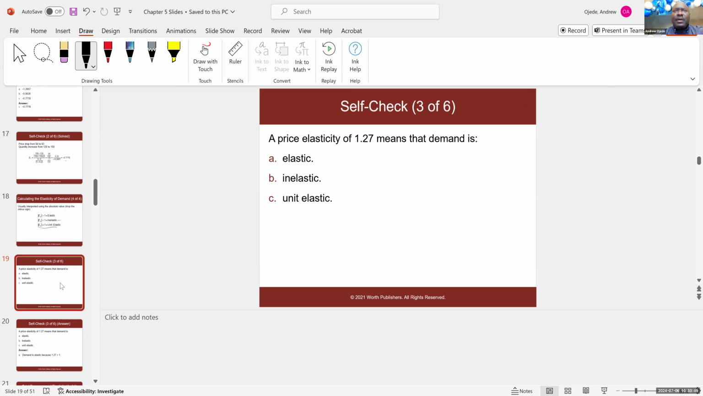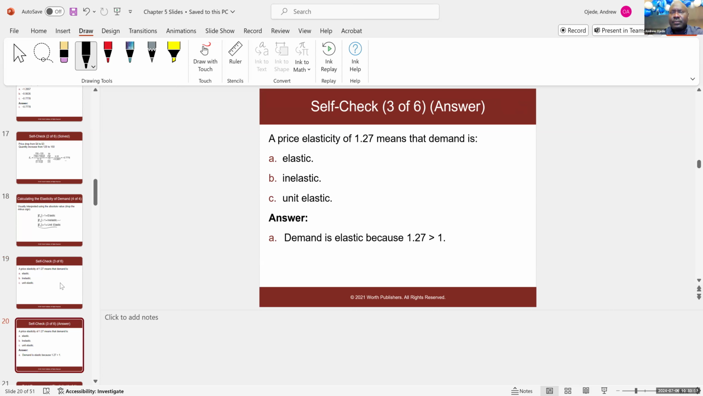Okay, so when a price elasticity of demand is 1.27, it means the demand is elastic. I told you that anytime the price elasticity of demand is greater than 1, and 1.27 is a number greater than 1, that good has got elastic demand.